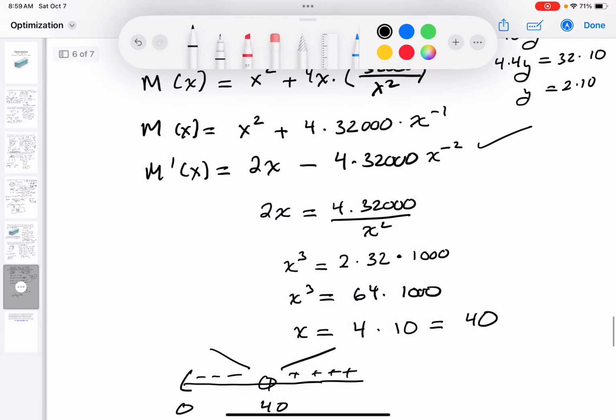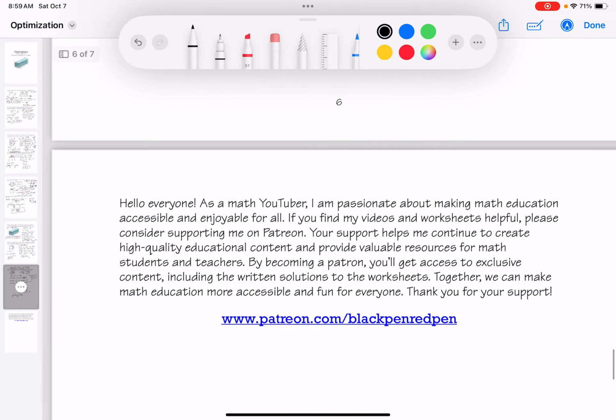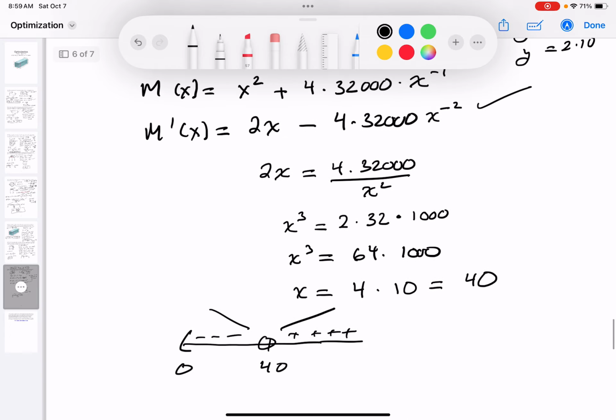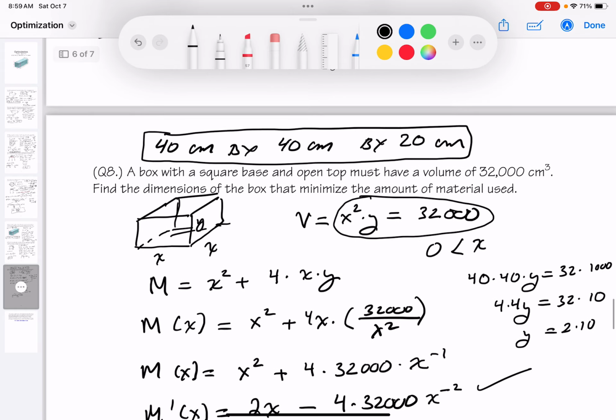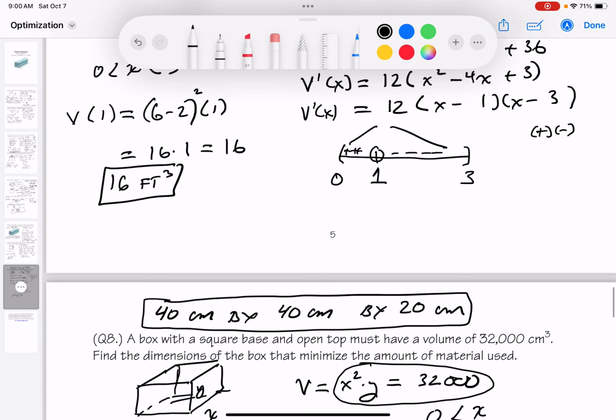Let me see if there's another question. And there's not. All right, we're done with that. This is an optimization worksheet. It could be an optimization exam as well, by the way. Thank you.